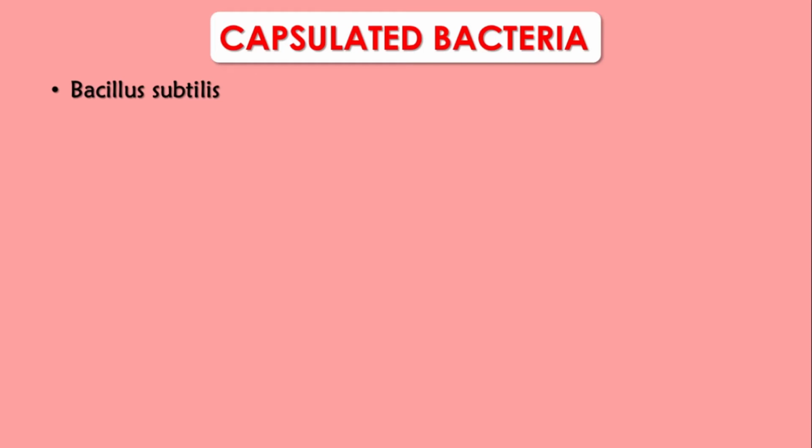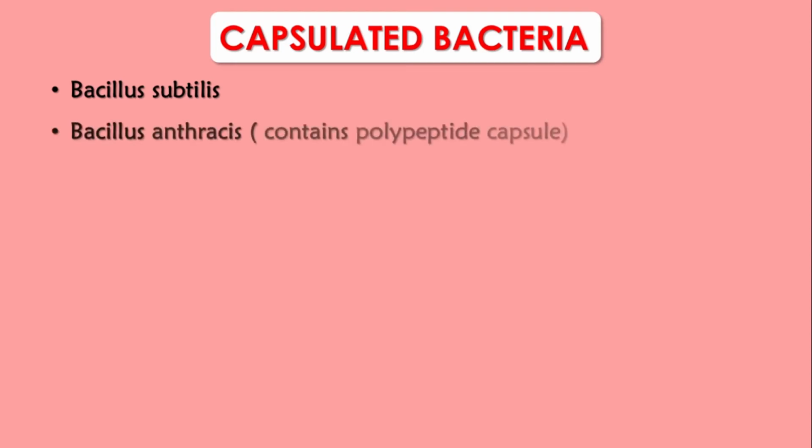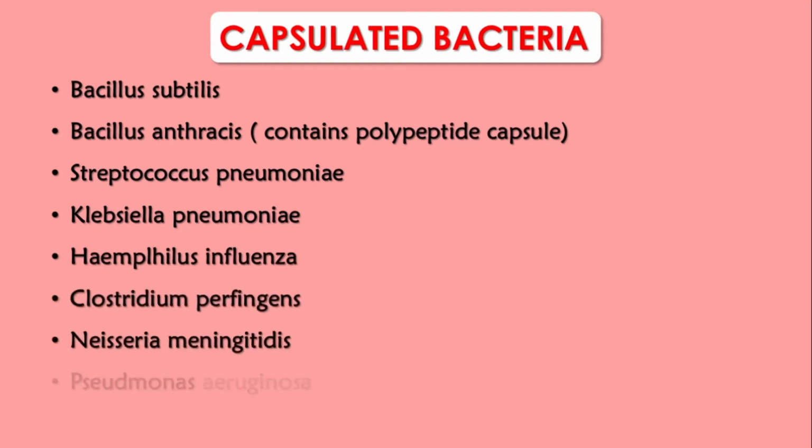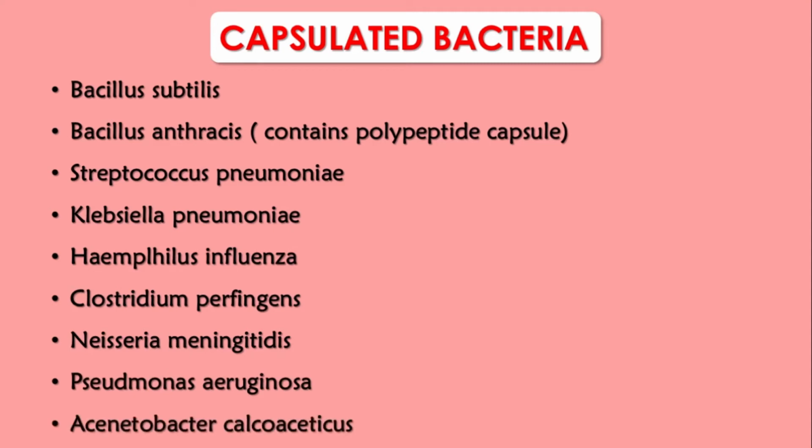But in addition to the pneumococcus, there are a number of bacilli or bacteria under this group: Bacillus subtilis, Bacillus anthracis, Streptococcus pneumoniae, which is also referred to as Diplococcus pneumoniae, then Klebsiella pneumoniae, Haemophilus influenzae, Clostridium perfringens, Neisseria meningitidis, Pseudomonas aeruginosa, and some other bacteria like Acinetobacter species. So these are some examples of the capsulated bacteria.